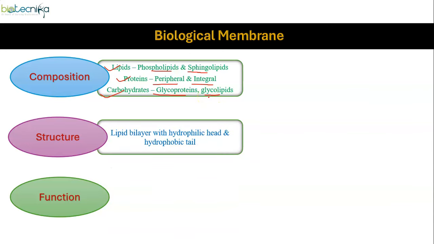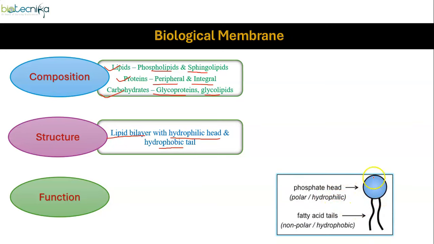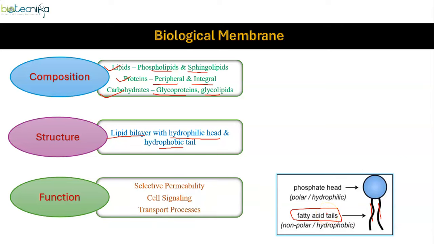Looking into the structure of the biological membrane, it's a lipid bilayer with a hydrophilic head group and hydrophobic tail. So this is how it is. The polar hydrophilic head group has the phosphate attached, and the non-polar hydrophobic tail is what we call a fatty acid tail.